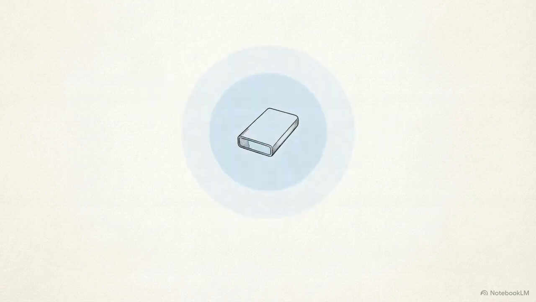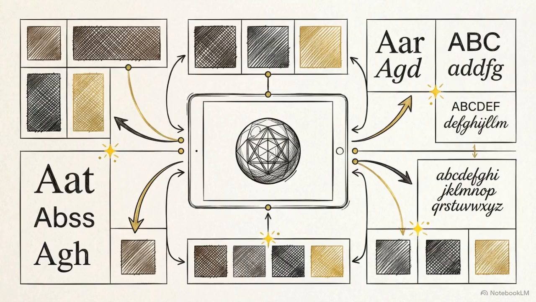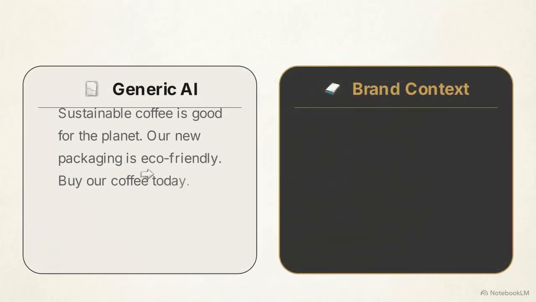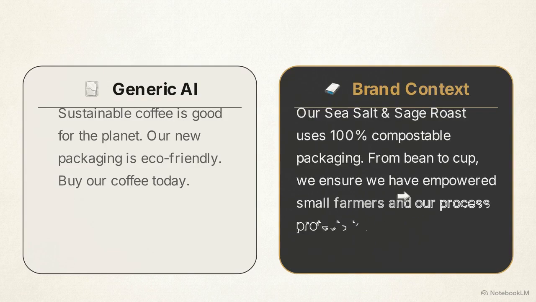Brand Context solves this by starting with a dedicated memory bank called a brand profile. Before it writes a single word, it learns exactly who you are. Look at this split screen. On the left is a generic response about sustainable coffee. On the right, the brand context output automatically includes your specific details, like sea salt and sage roast.